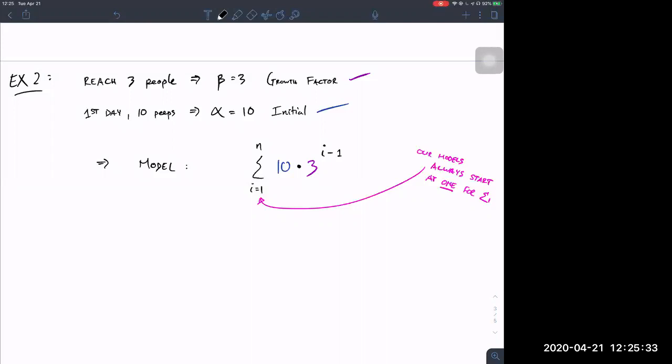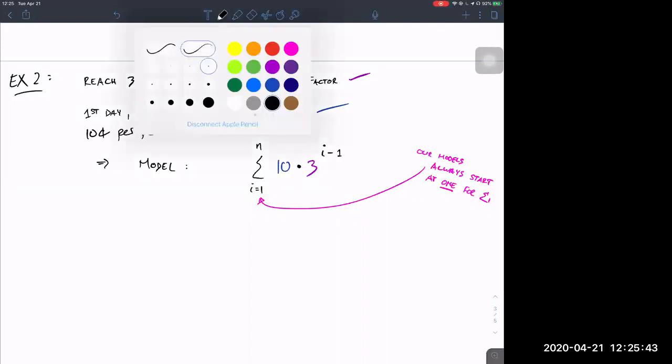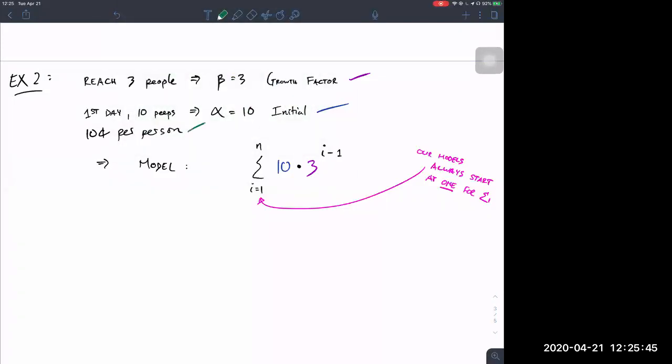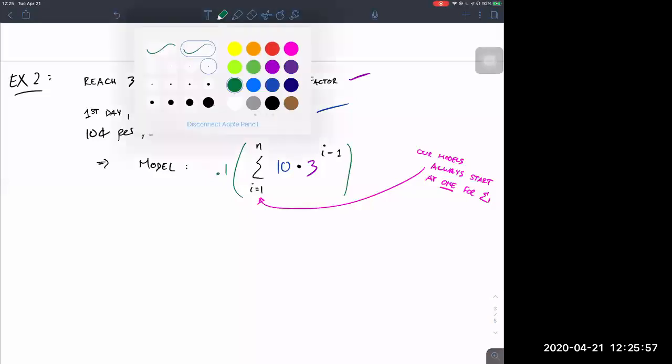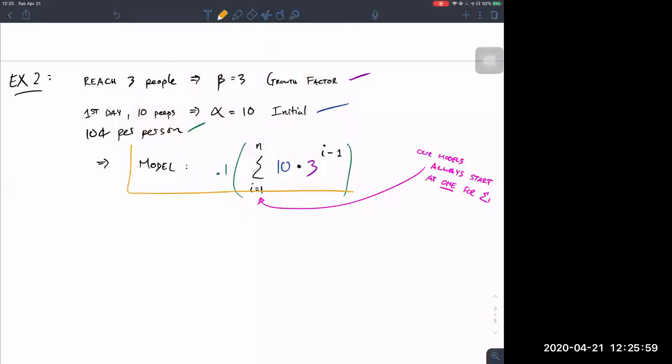But the last thing was the fact that you said that you made 10 cents per person. So then you have to remember to throw this guy in parentheses and multiply by 0.1, right? 10 cents is 1/10 of $1, so it's just 0.1. So that's our model right there. Whoa. There we go.